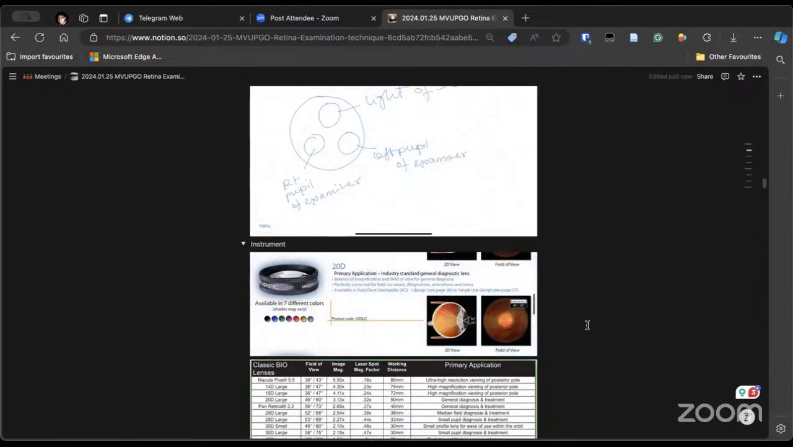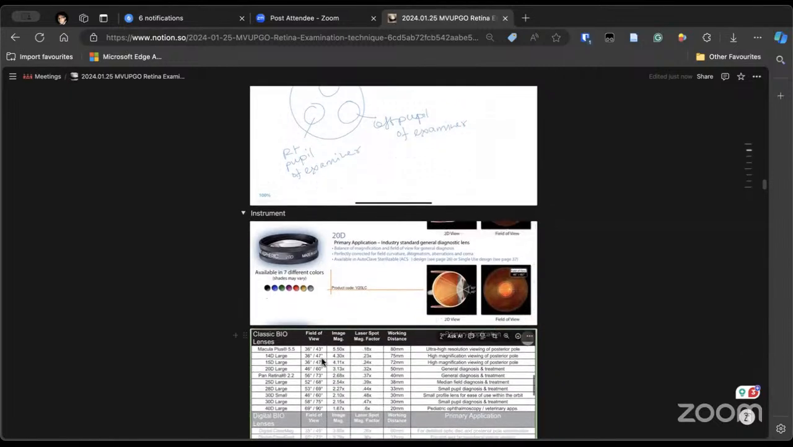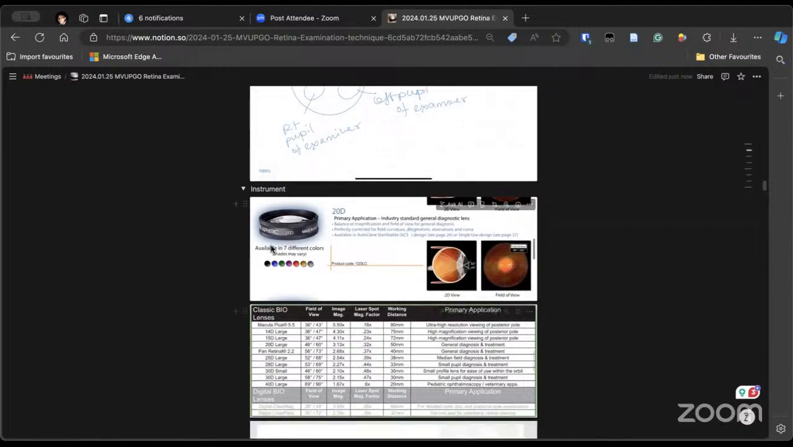Why? What is 60 degree? They have written 45 degree/60 degree. When the eye moves, when the patient moves, yes, there is something: static field of view and dynamic field of view. And this 20 diopter is the lens which is most commonly used. So you need to know about the magnification, which is 3 diopters, and the field of view, which is 45 degree, and the dynamic field of view is 60 degree.